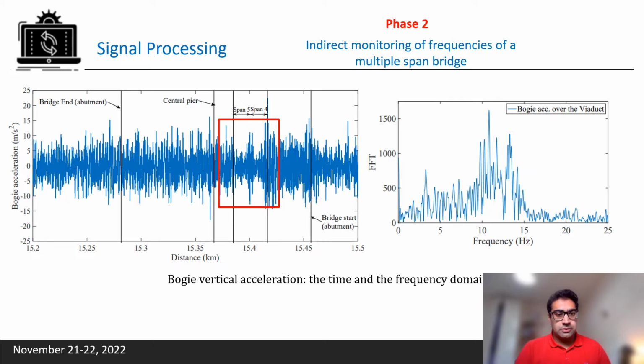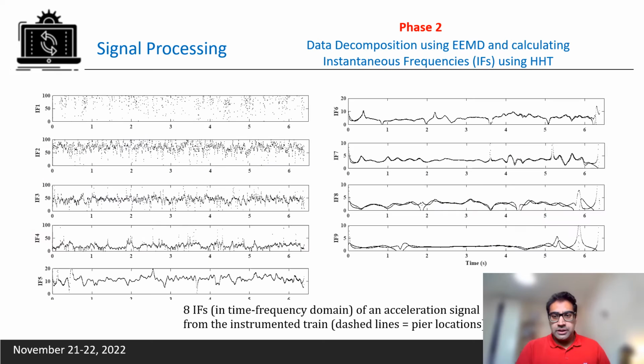Here is an example of the vertical bogie acceleration of the train when it traverses over the viaduct. The red box indicates the area when it traverses over the replaced spans, showing that there is a decrease in the amplitude of the acceleration at that area. On the right side, there's the same signal shown in the frequency domain, showing that there are lots of frequencies and mode mixing for the train as well as bridge frequencies. These acceleration signals are decomposed using the signal decomposition technique, and instantaneous frequencies are estimated.